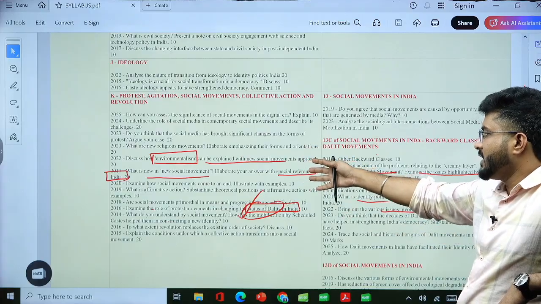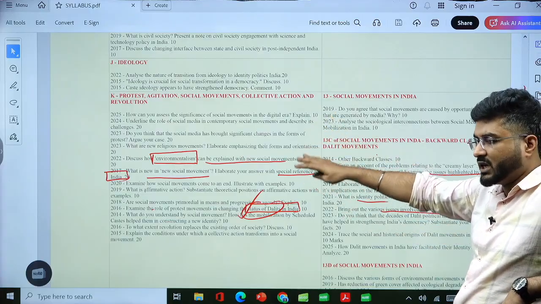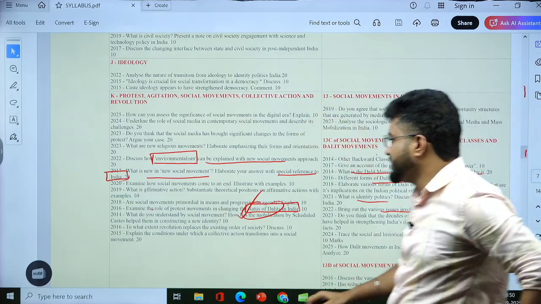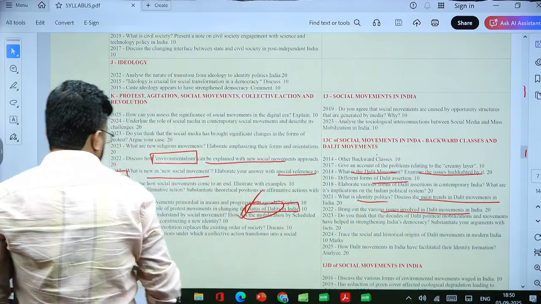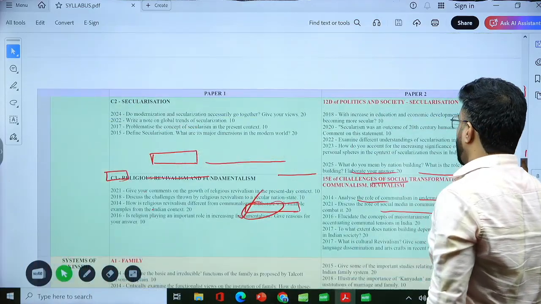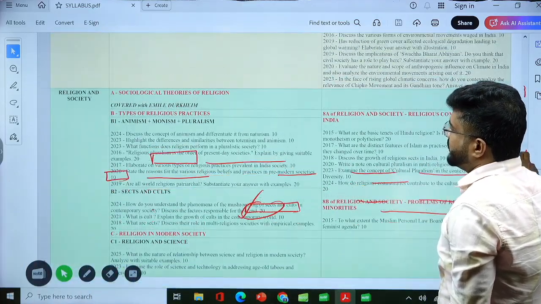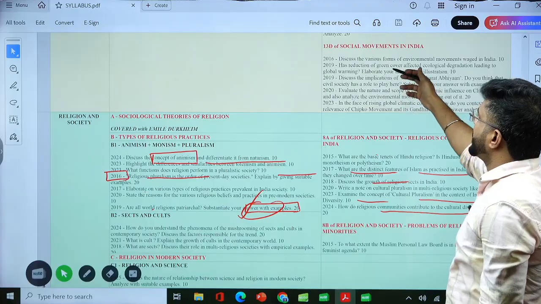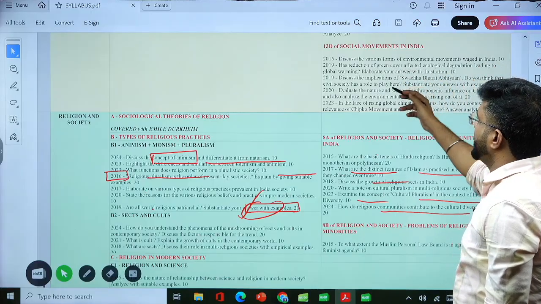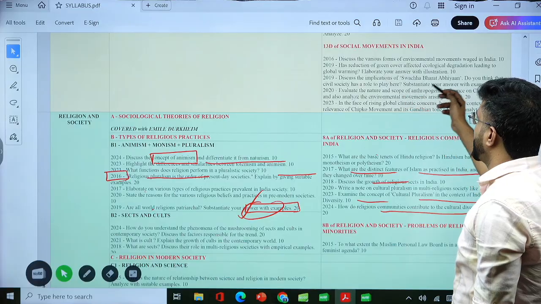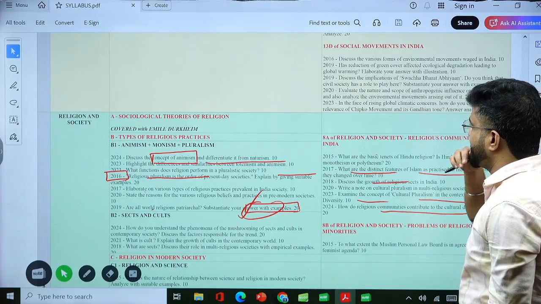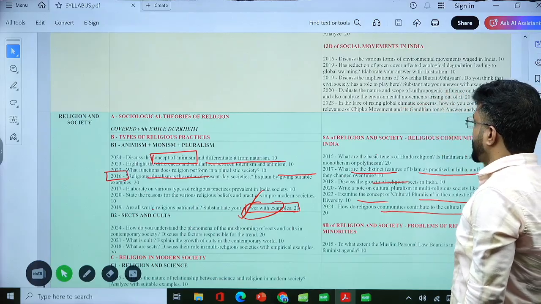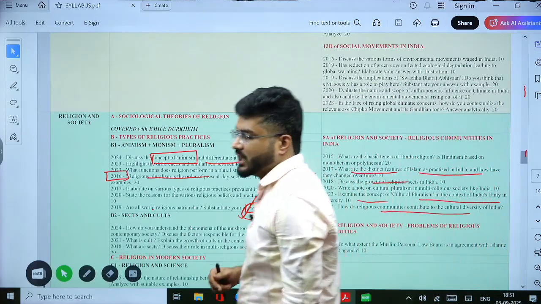Then for movements and environmentalism, what is new and this new identity movements, I will suggest you to complete the section related to environment with this itself. Okay, like discuss the various forms of environment movements waged in India, reduction of green cover affected ecological degradation, implications of Swachh Bharat Abhiyan, evaluate the nature and scope of anthropogenic influence on climate change, issues of rising global climate concerns, how do you contextualize the Chipko movement and its Gandhian tone, answer analytically.